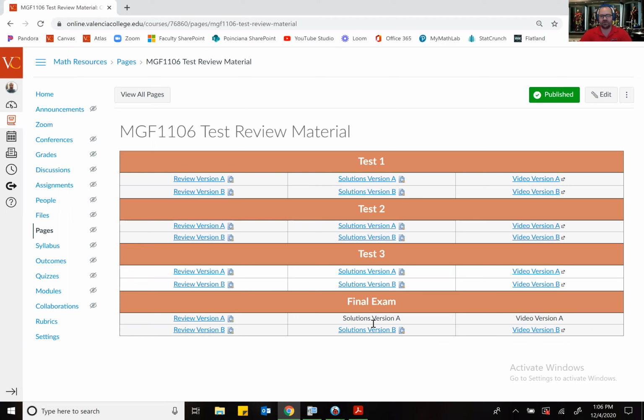There's already a version B out there where this is the blank. This is the one that has worked out solutions. And this is the video of version B. Version A, we are going to be working on the solutions right now. And the video, once we are done, will be posted out here as well. So you have two versions of a cumulative final exam for MGF 1106 that you can look at. So let's get this party started. Here we go.